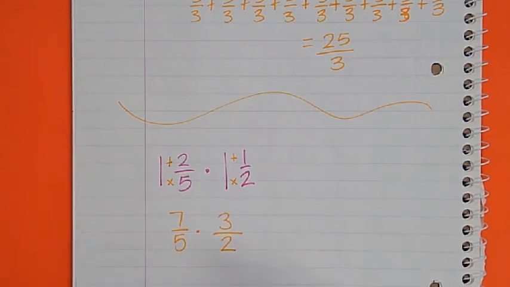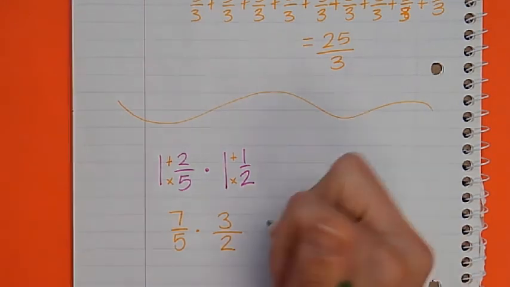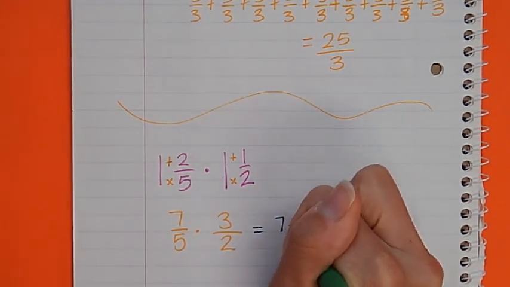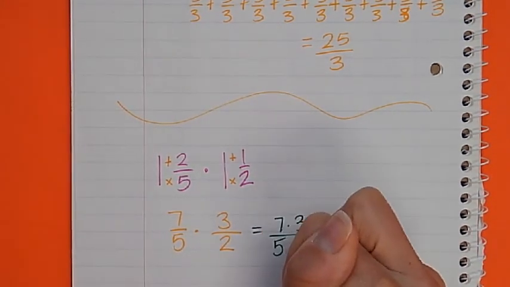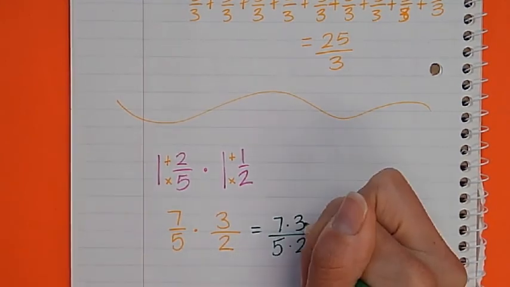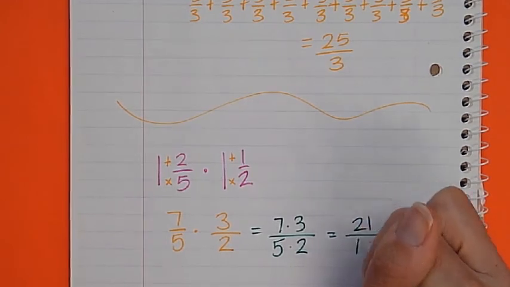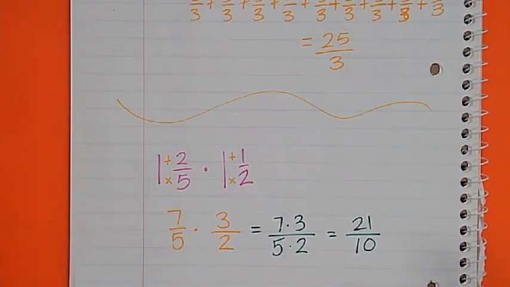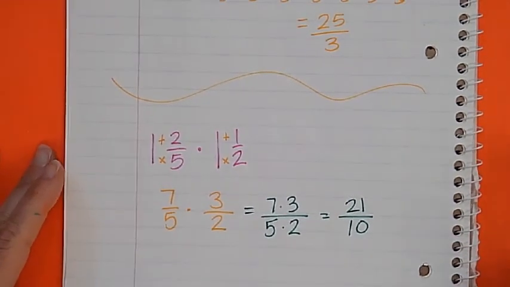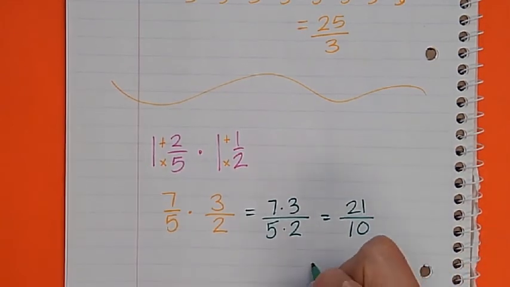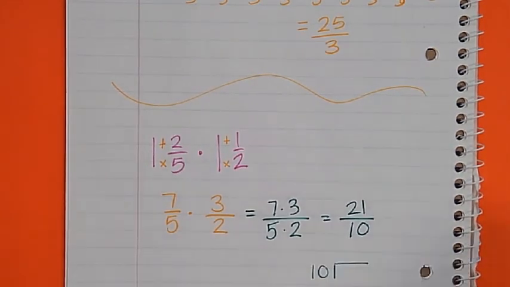It's always good to make sure there's anything we can cross cancel, which it doesn't look like there is. So I'm going to go ahead and then multiply across. Numerator times numerator, denominator times denominator. 7 times 3 is 21. 5 times 2 is 10. We don't want to leave it as an improper fraction, so now we're going to kind of go backwards and turn this into a mixed number.